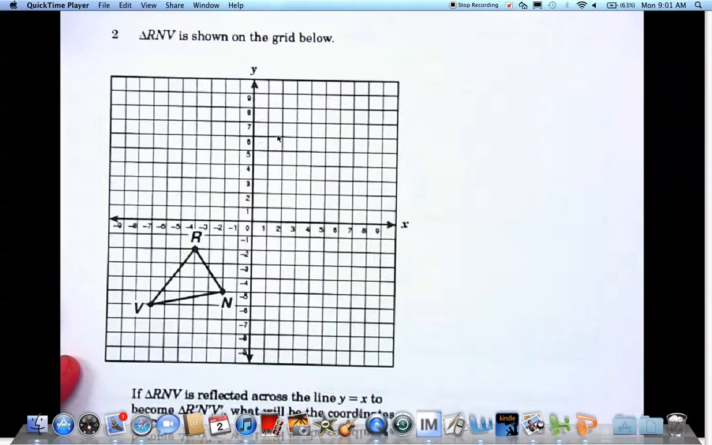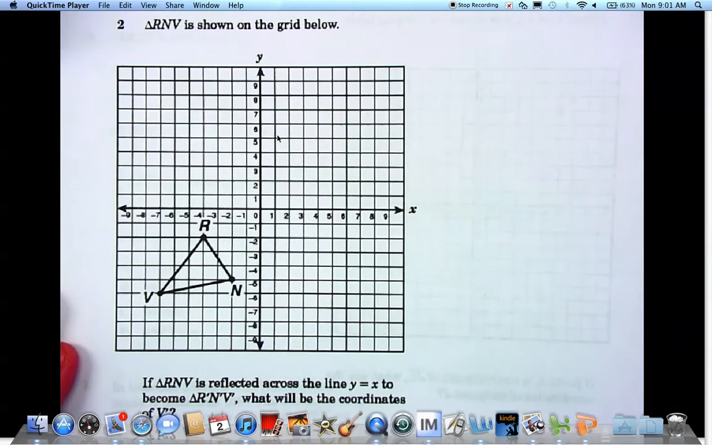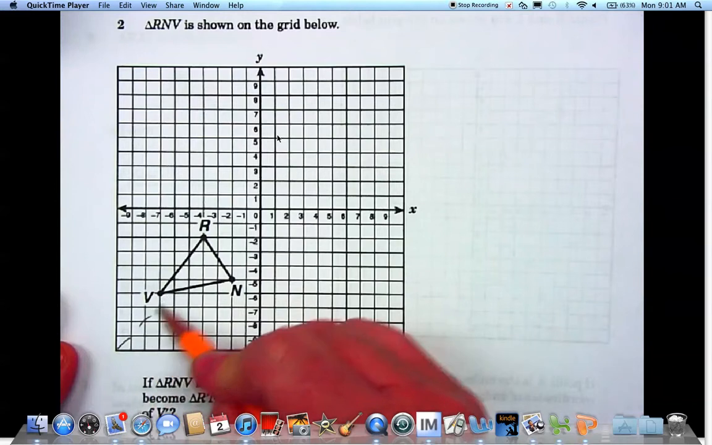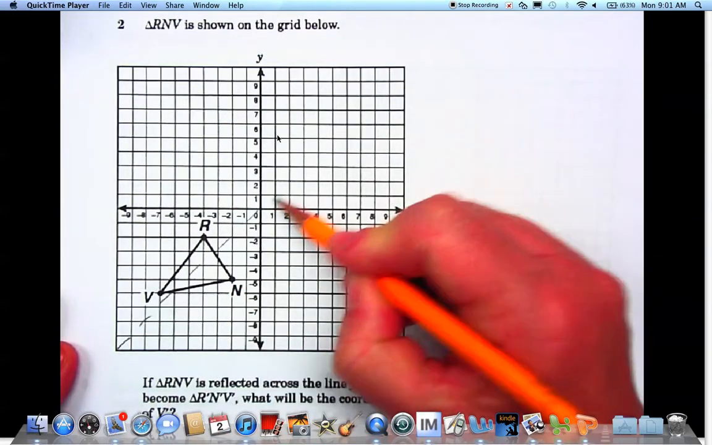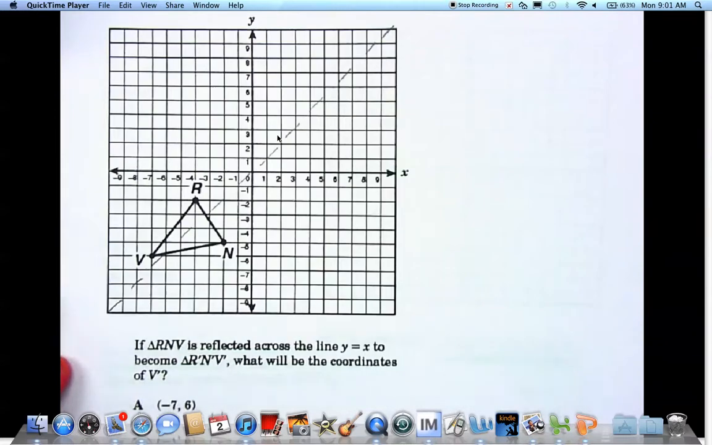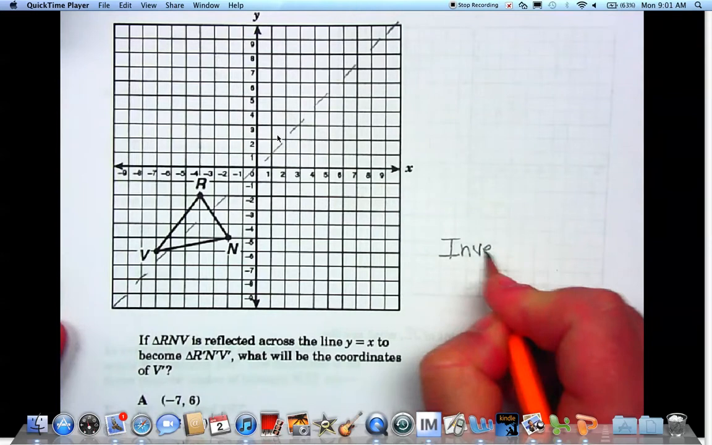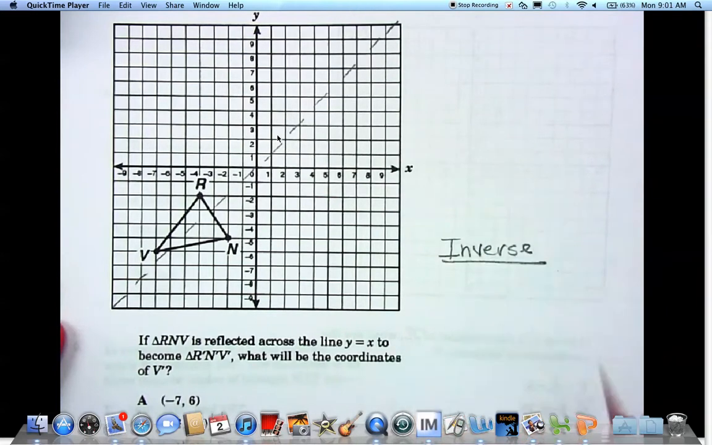Okay, now triangle RNV is shown on the grid below. If triangle RNV is reflected across the line y equals x, which we had done a lot of, remember y equals x? That diagonal line. Okay, let's draw that on there. It goes through the origin. When did we study that? It's the inverse. Inverse, very good. Switch the x and y coordinates. Way to go, Smith.